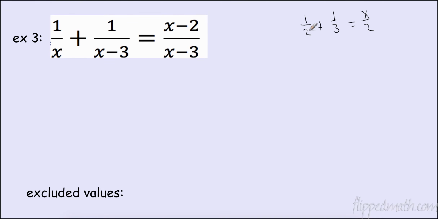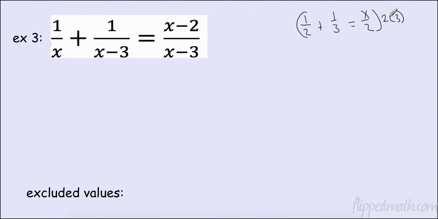Now, I could get a common denominator here and then subtract all that fun stuff, okay? But here's a trick. I'm going to multiply by the least common multiple. So that's like getting a common denominator, which would be 6, right? So I'm going to multiply by the least common multiple, which is 6. Now I'm going to multiply everything in here by 6.